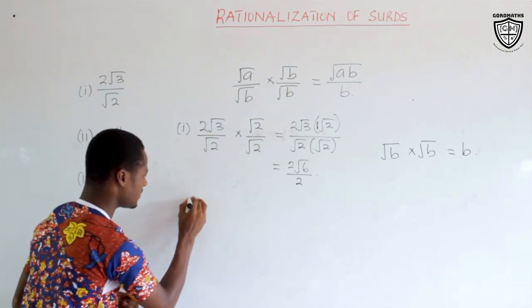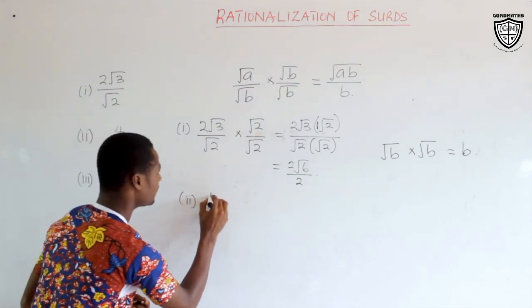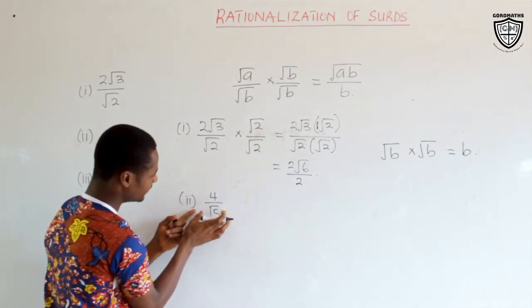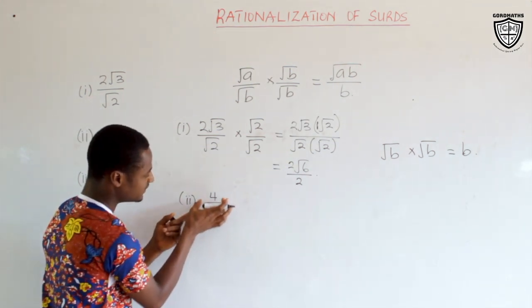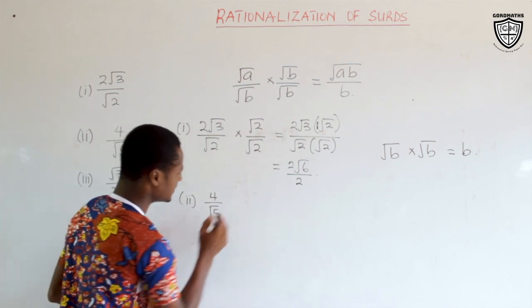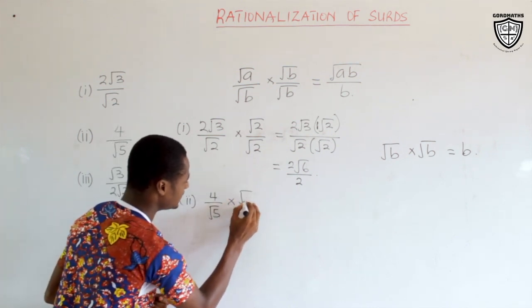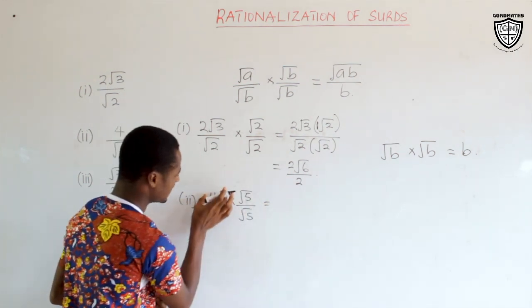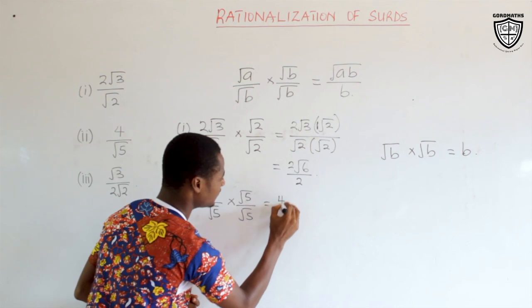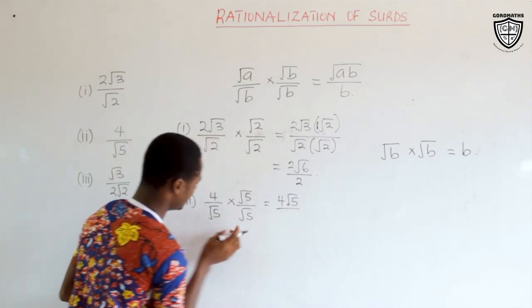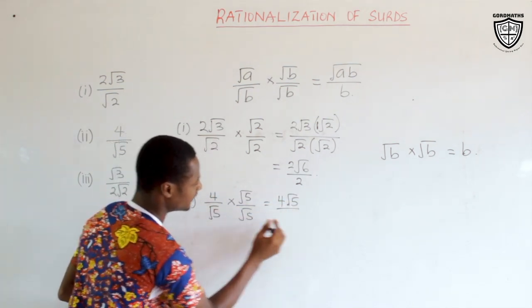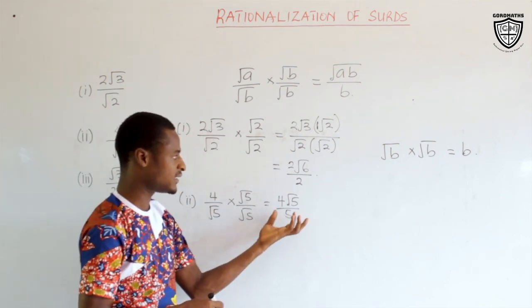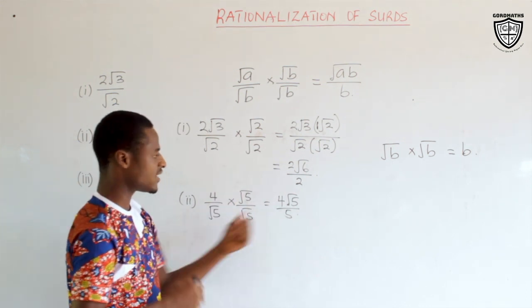Consider the second example, where we have 4 divided by square root 5. Since we have a square root at the denominator, this expression needs to be rationalized. And we rationalize by finding the equivalent fraction. And this gives us 4 times square root 5 will give us 4 root 5. And then square root 5 times square root 5 will give us 5. There is no more radical at the denominator, and so this surd has been rationalized.